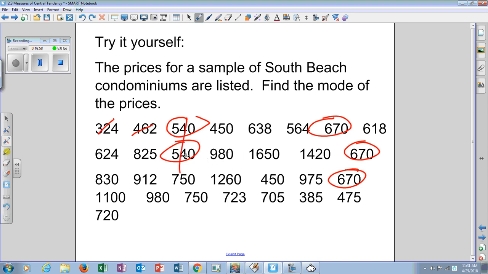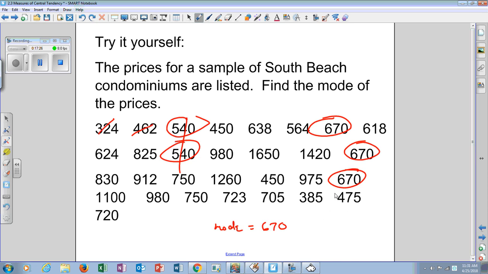Okay, the 540s. There's no other 540s other than the two. And then we have three 670s. So your mode equals 670. That's it. Just looking for the one that occurs the most.